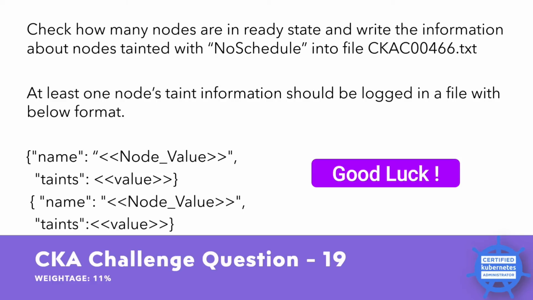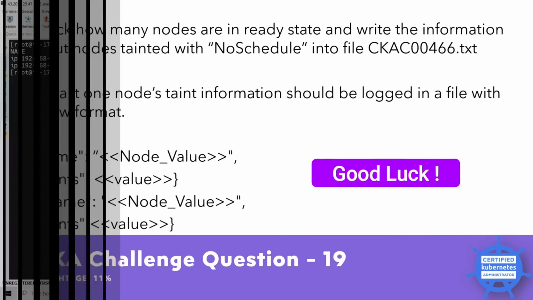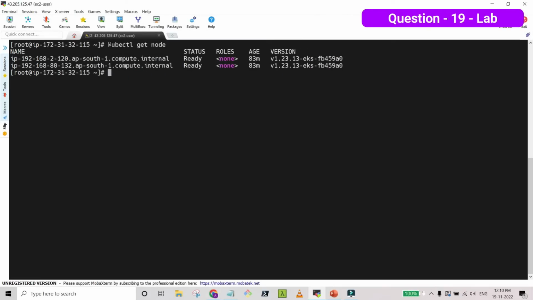C00466.txt file. Take on the challenge of solving these questions on your own first, but if you encounter any difficulty in solving it, refer to the next video for solutions. Good luck. So you can find I already executed the command of kubectl get node. So we have two nodes and both have the status ready. So we can schedule it for the deployment.